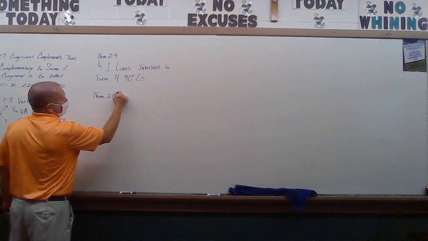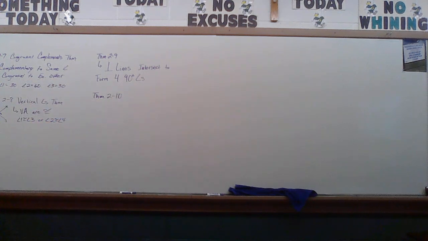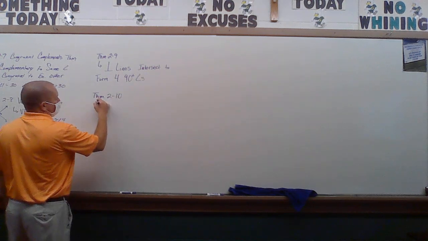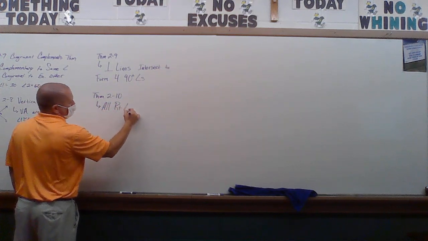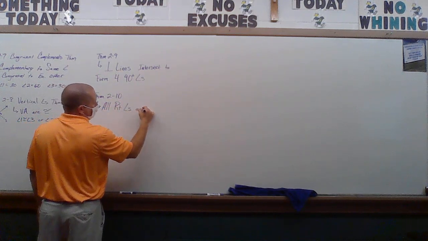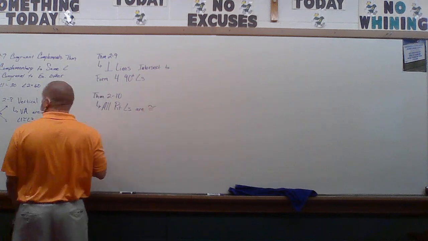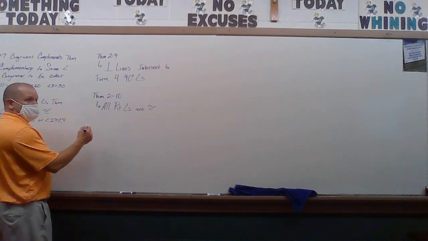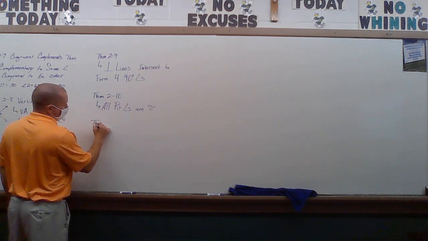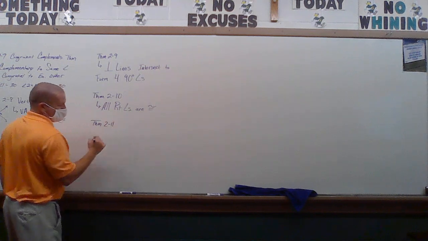Theorem 2.10. This one's easy too. All right angles are congruent. Makes sense? If it's a right angle, doesn't matter where I draw the right angle, it's got to be congruent to the other right angle. Doesn't matter how long the sides are, they're still congruent. Okay? That's 2 in a row this time.